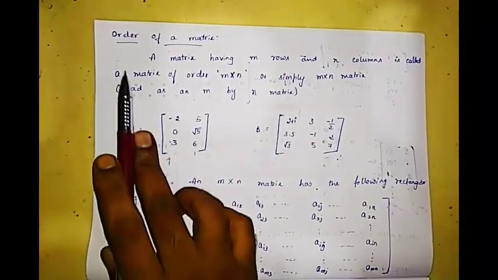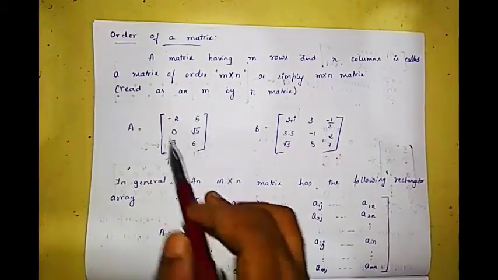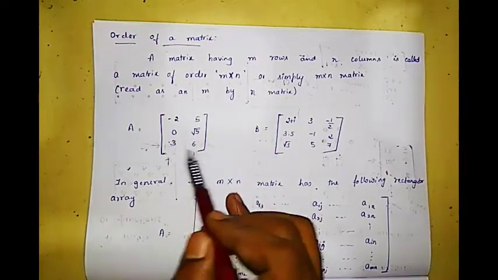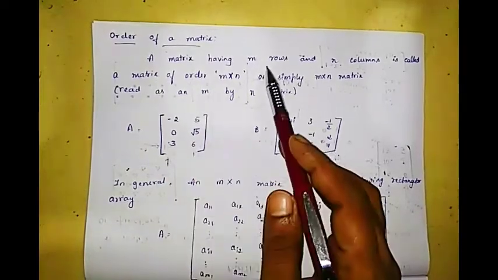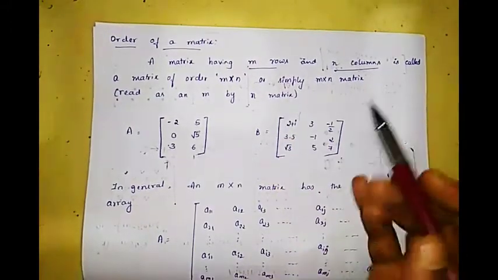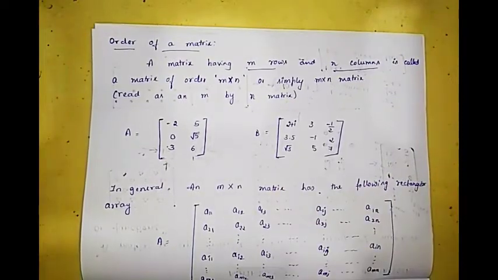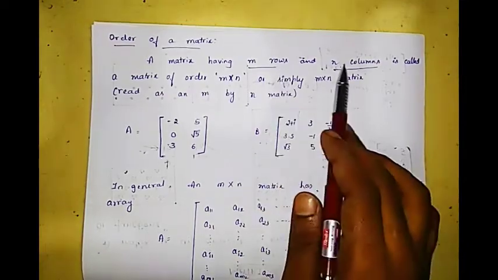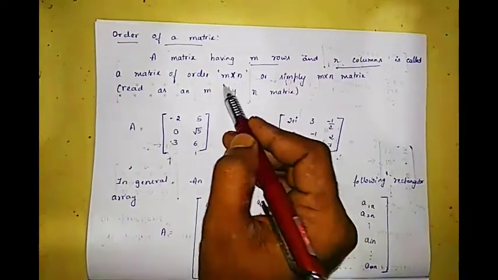Next we will see the concept of the order of a matrix. We know that if we write any matrix, it has some number of rows and some number of columns. A matrix having m rows and n columns, where m and n are any integers, 1, 2, 3, 4 up to some number, is called a matrix of order m by n.